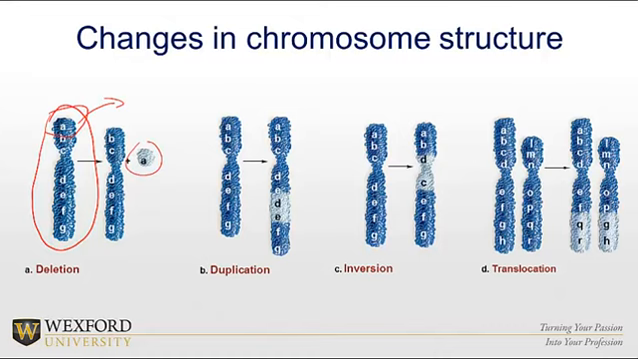Or duplication, once again, D and E right here are duplicated, which means we're going to have extra expression over here. Or what if we have an inversion? What if we flip C and D? Or translocation, where Q and R and G and H trade places.